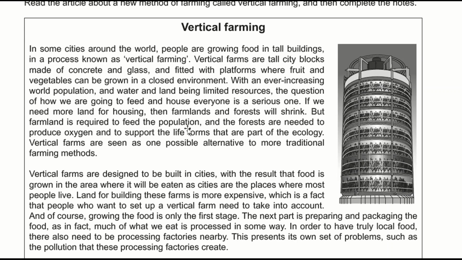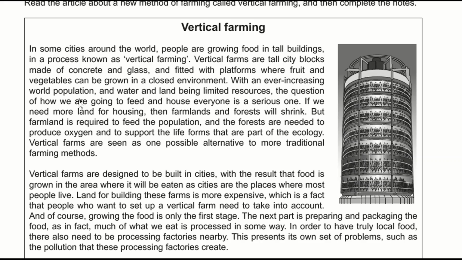So I'm going to go into the text now, and I'm going to start reading the text in a bit more detail. And anything that I see that comes across as an advantage or as a disadvantage, I'm going to highlight in yellow for advantages and green for disadvantages. So here goes. In some cities around the world, people are growing food in tall buildings in a process known as vertical farming. Vertical farms are tall city blocks made of concrete and glass, and fitted with platforms where fruit and vegetables can be grown in a closed environment.